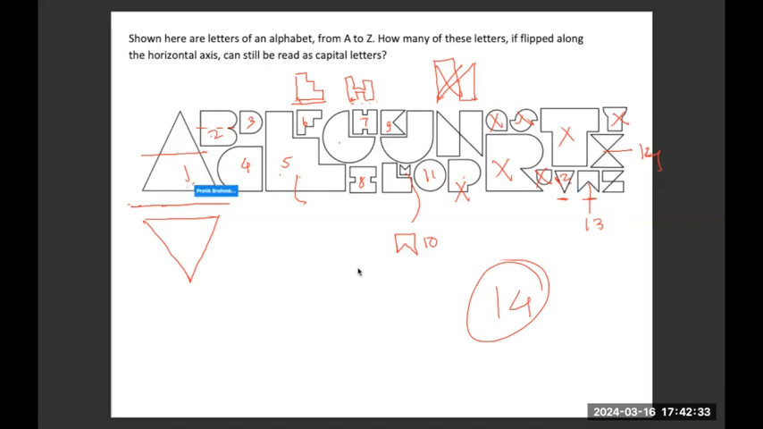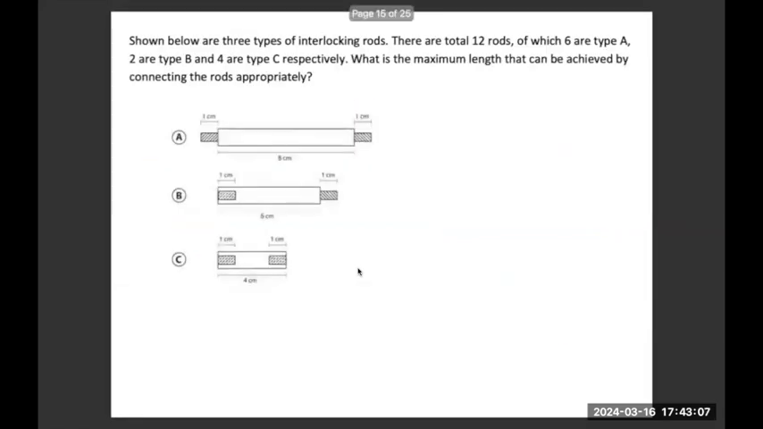I've numbered them 1, 2, 3, 4, 5, 6, 7, 8, 9, 10, 11, 12, 13, and 14 is the last one, X. So 14 is the number. Okay.